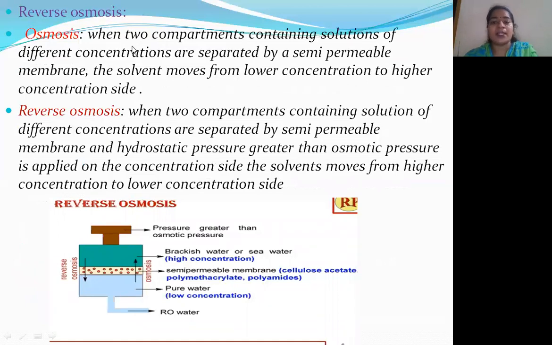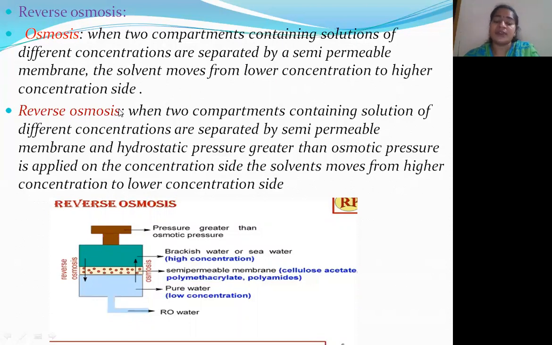When two compartments containing solutions of different concentrations are separated by a semi-permeable membrane, these semi-permeable membranes are made of cellulose acetate or polyamides. The solutions are separated by this semi-permeable membrane. Generally, the solvent moves from the lower concentration side to the higher concentration side. This is a natural process, and the pressure required to move solvent from the lower concentration side to the higher concentration side, we call osmotic pressure, and this process we call osmosis.